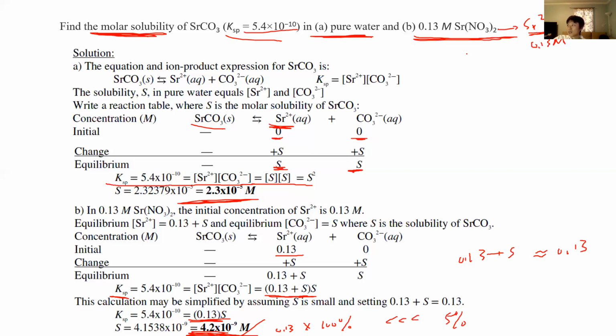So you can see that when you have a common ion effect, the solubility decreased significantly. Earlier you have 10^-5, here you have 10^-9.